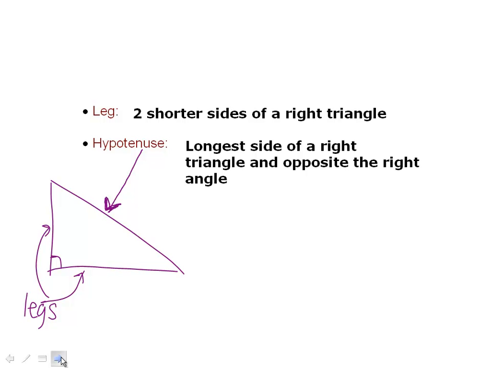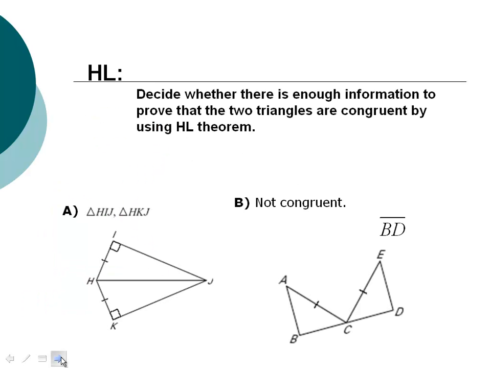Decide whether there's enough information to prove that the two triangles are congruent by using the hypotenuse-leg theorem. So let's look at A here. We know they're both right angles. They have this leg that they share. And then don't they also share this side right here? They've got that in common. And since that side is across from my right angle, that is indeed the hypotenuse. So they've got the hypotenuse that they share, and they've got a leg that they share. So yes, they are congruent by hypotenuse leg.